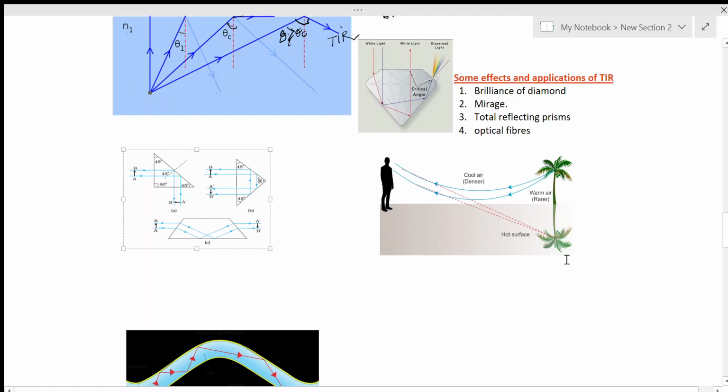What is happening is, like in this figure, you can see there is a tree. This is the hot surface. Maybe it is desert sand, or a tarred road, which is very hot. So hot surfaces are usually rarer mediums, and relatively the upper layers of air will be cooler, so that will be denser. So light is coming from a denser medium to a rarer medium, because this is cooler comparatively to the hot surface over here.